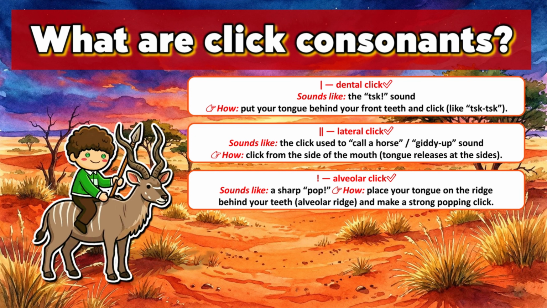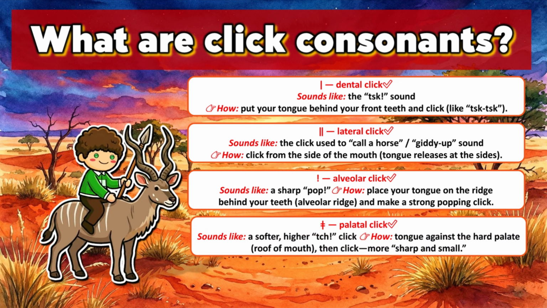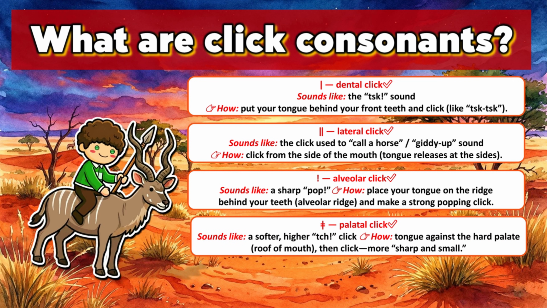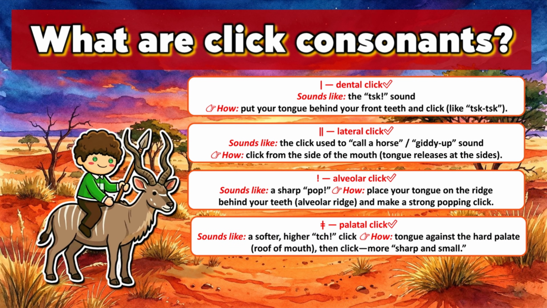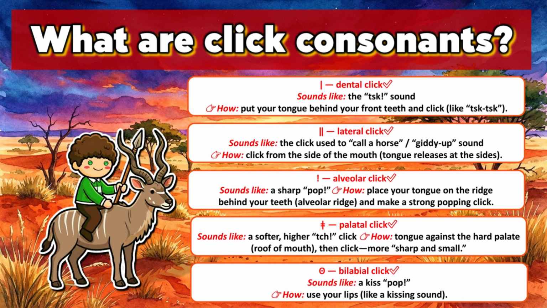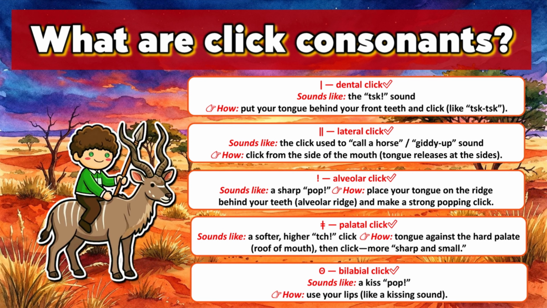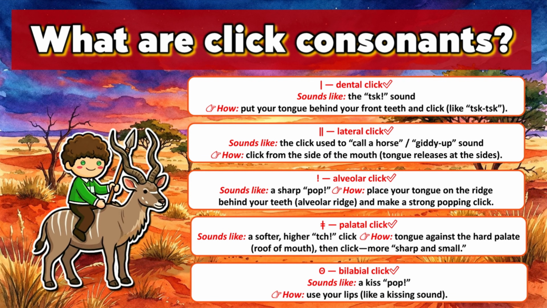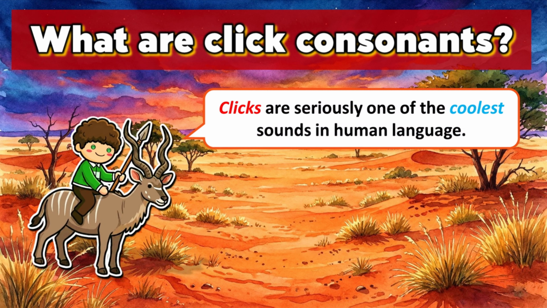Next, alveolar click. Place your tongue on the ridge behind your teeth, or alveolar ridge, and make a strong popping click. Next is palatal click. Tongue against the hard palate or roof of the mouth, then click. More sharp and small. And lastly, bilabial click. Use your lips like a kissing sound. So there you go. Clicks are seriously one of the coolest sounds in human language.